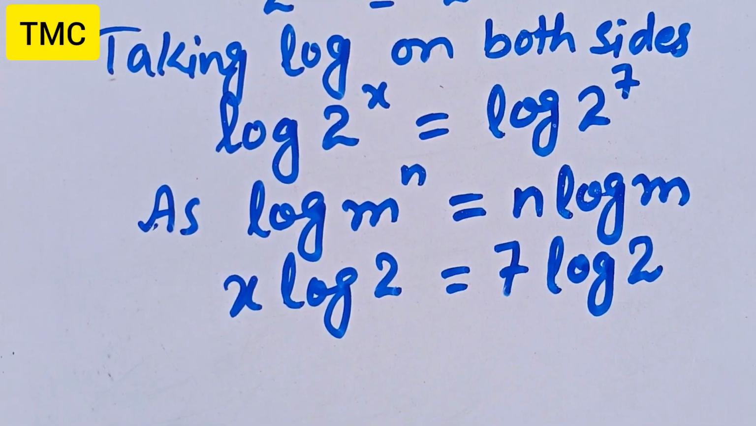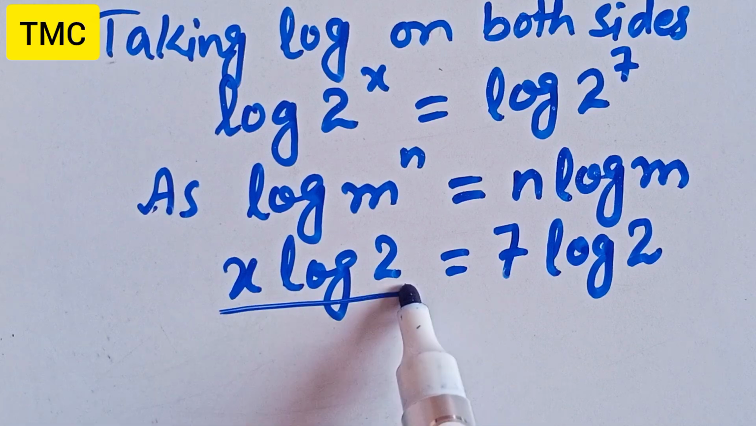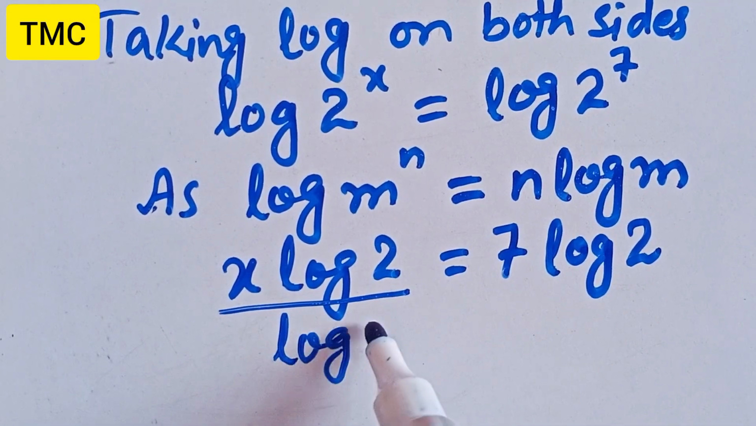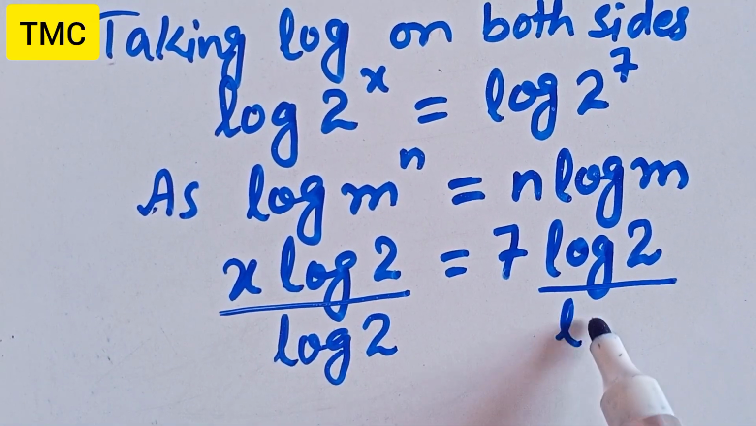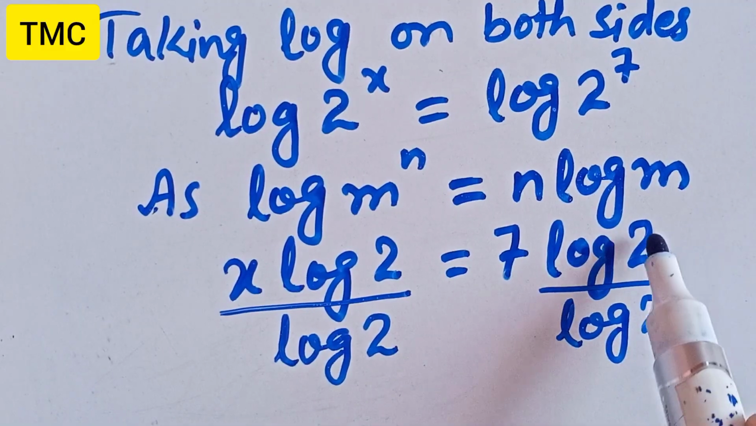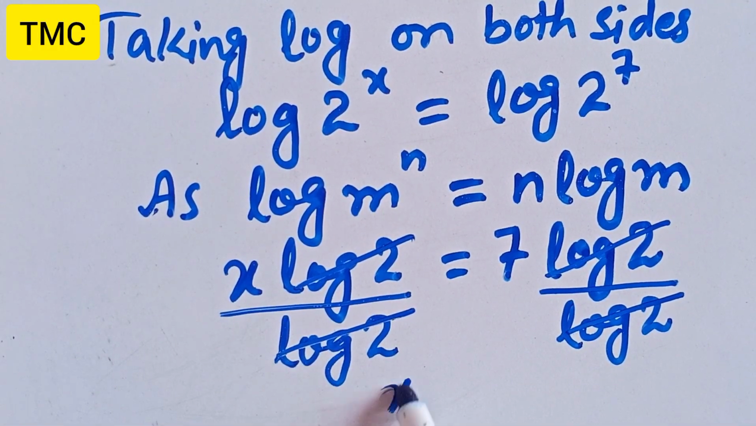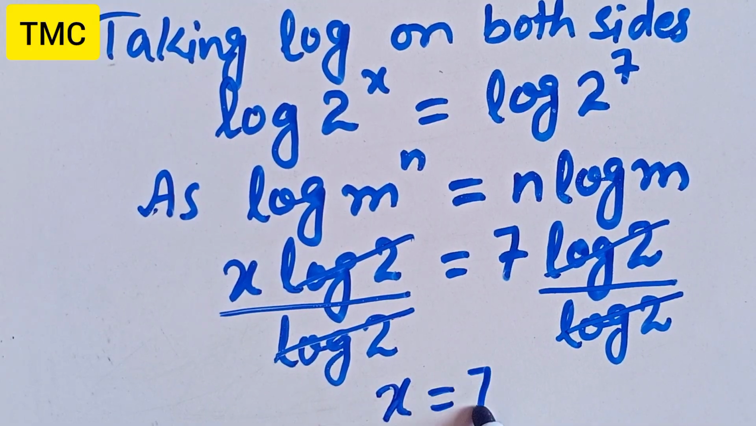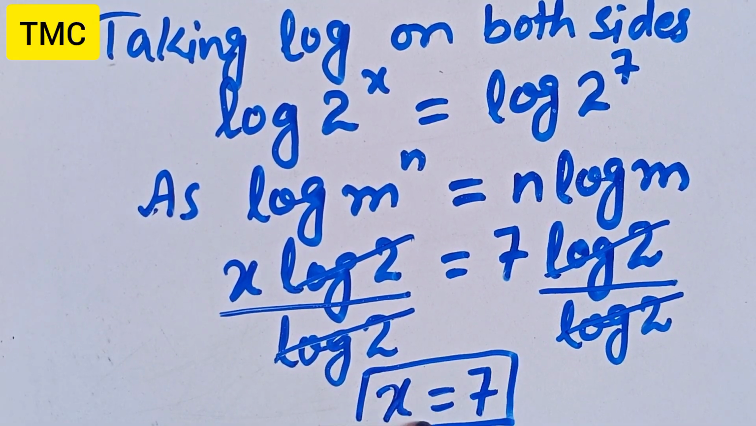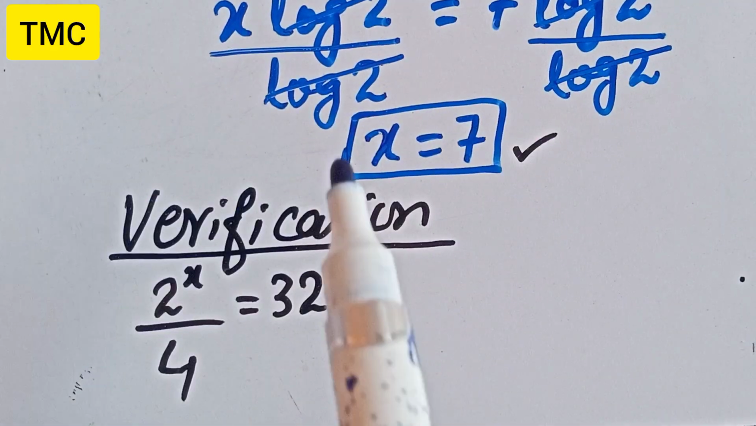Now to remove this log 2, dividing by log 2 on both sides. That is, log 2 and log 2 will cancel out from each side, and we are left with x equals 7. Again we have got the result for the unknown variable as 7 by using two methods.